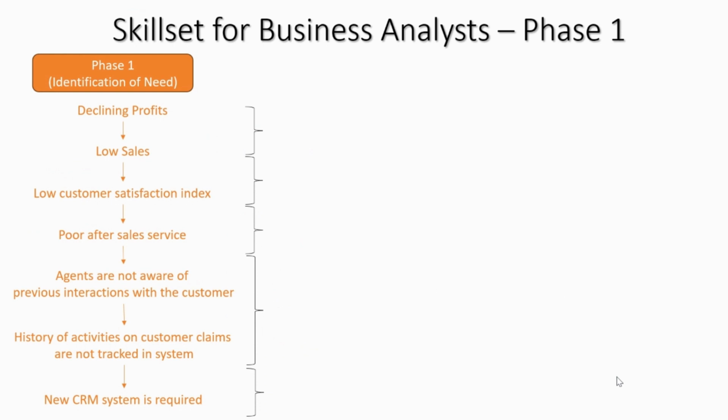In order to arrive at the reason for declining profits is low sales, one may need to be aware of financial analysis and how to perform this. Moving further, to understand that the reason for low sales is low customer satisfaction index, one may need to study the competitors of the organization and other parameters need to be researched, for which a BA needs to be aware of market analysis. And then to identify that the reason for low customer satisfaction index is poor after sales service, a BA needs to be aware of the business model and may need to perform SWOT analysis of the organization.